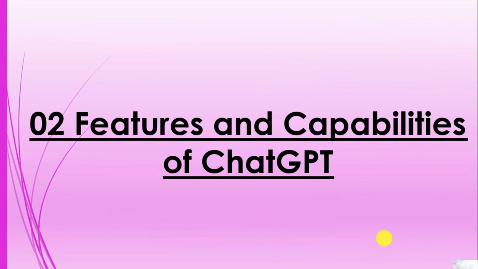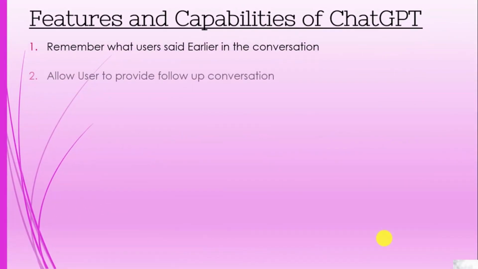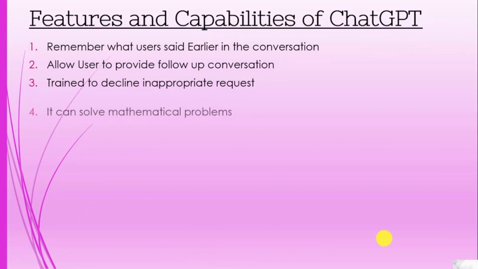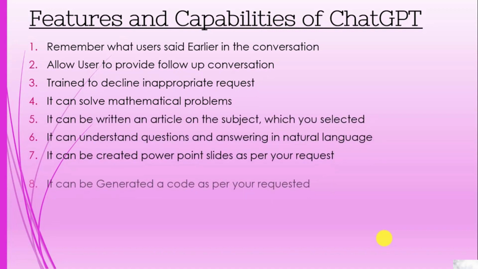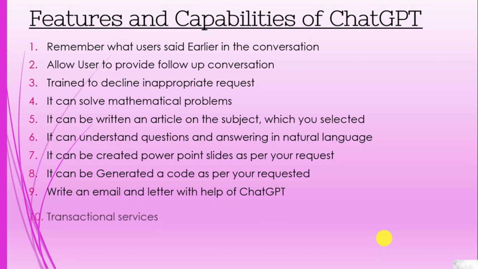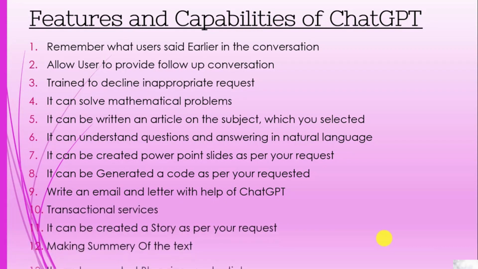Now we are going to look at the features and capabilities of ChatGPT. It can remember what users say earlier in the conversation. It means that this is a conversational model. You can ask a question and it will reply to you. So ChatGPT remembers the question you asked previously, and it will reply.